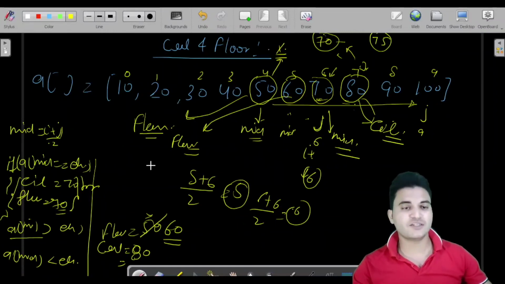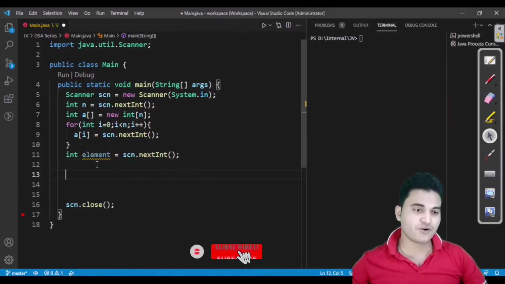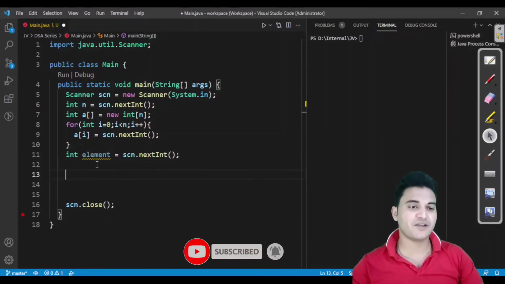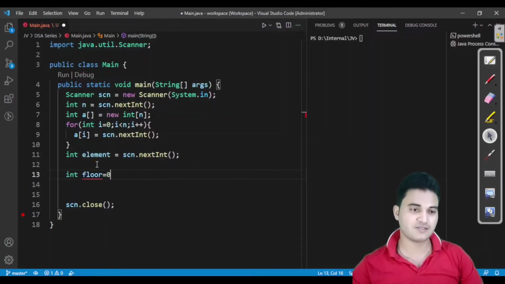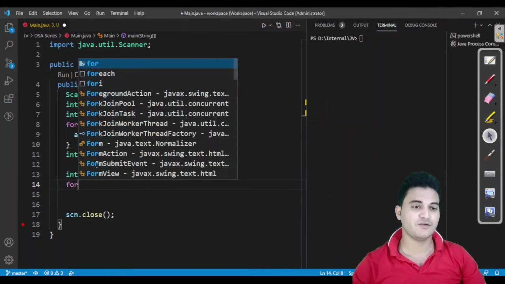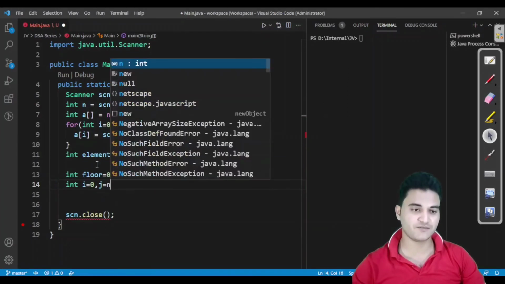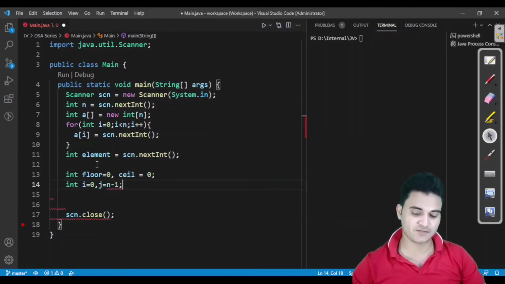So let us code up what we have seen till now, so that we would have more clarity. What we have to do is define two variables, floor as 0 and ceil as 0. Fine. So you have defined two variables. Now you have to declare i and j also, two pointers, pointing to the initial value and the last value.